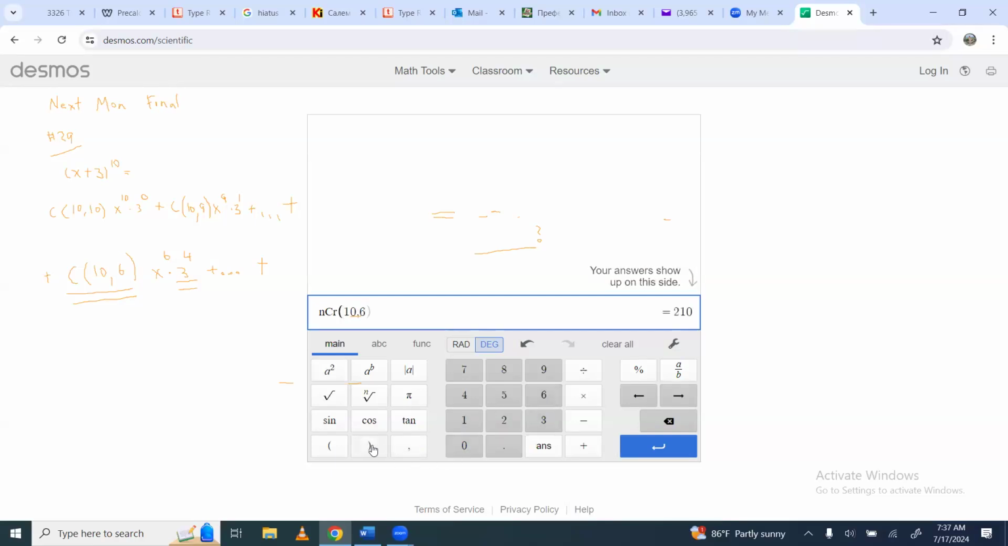So this is a pure calculator exercise now. Multiplied by 3 to the 4th. When you say it's 81, well, you could just let it be done by the calculator. So 3 to the power of 4.